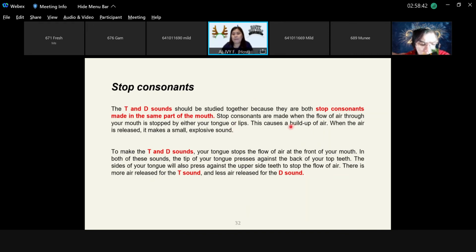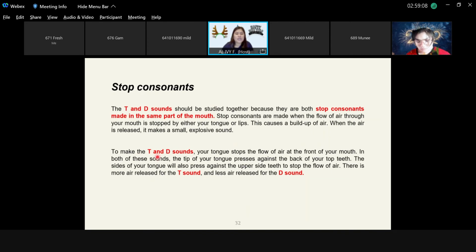This causes a build-up of air. When the air is released, it makes a small explosive sound. Like you're holding your breath, or you're holding the air from coming out, and then release. It's an explosive sound. Okay? That is the meaning of the word "stop" for the T sound.